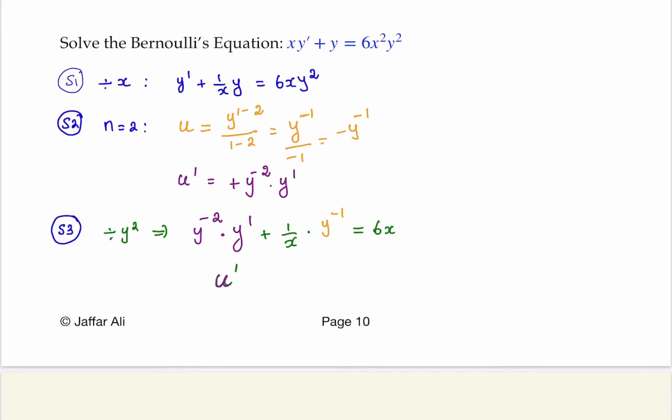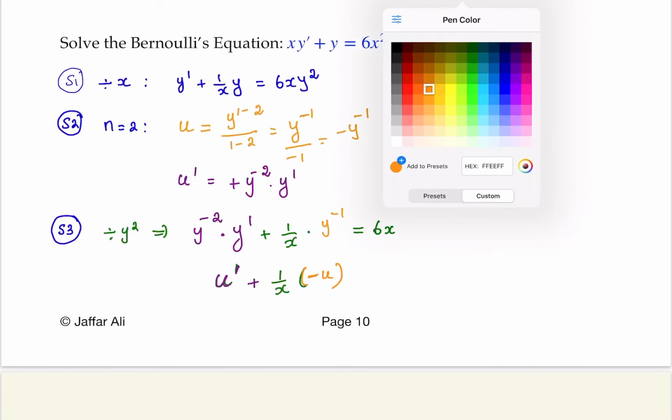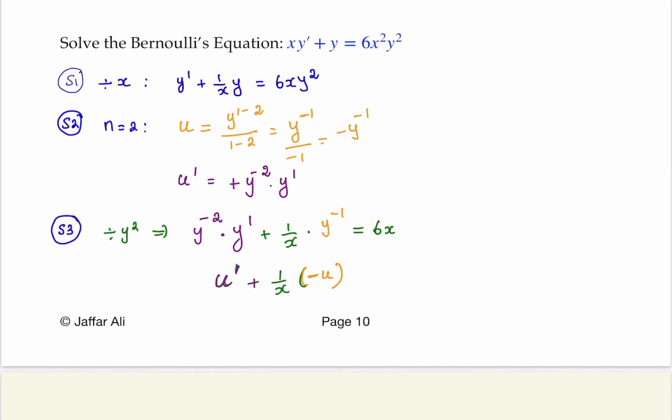Here is my u prime plus my 1 over x, and then I have this y to the negative 1, but this is not really u, that's actually minus u, and that's okay. We can work with that. Minus u, right? Now that is equal to 6x. Now we're not there, but we're almost there, right?